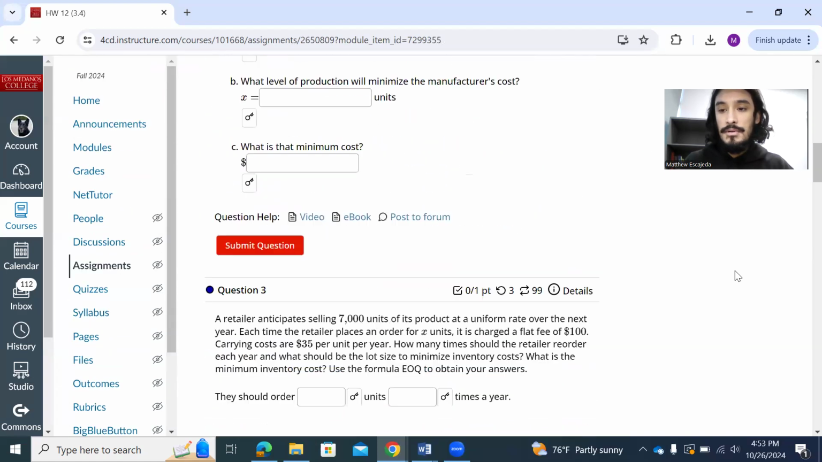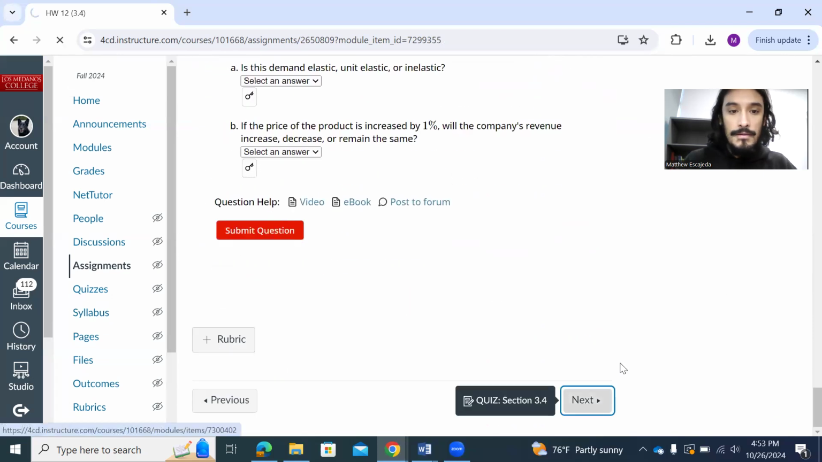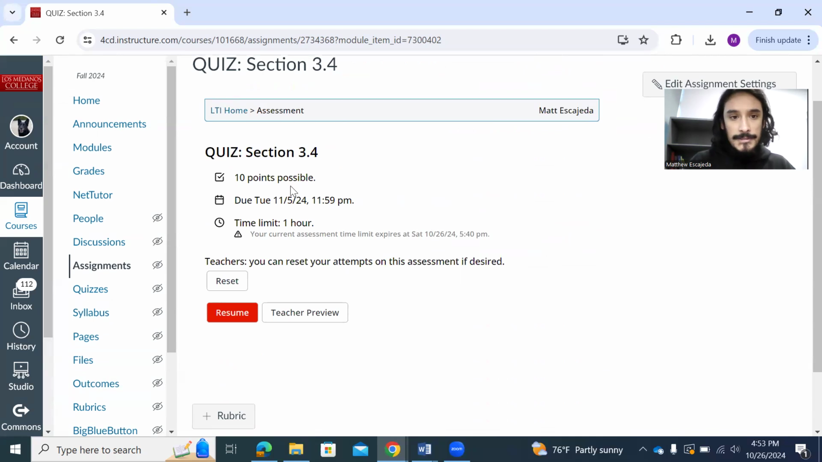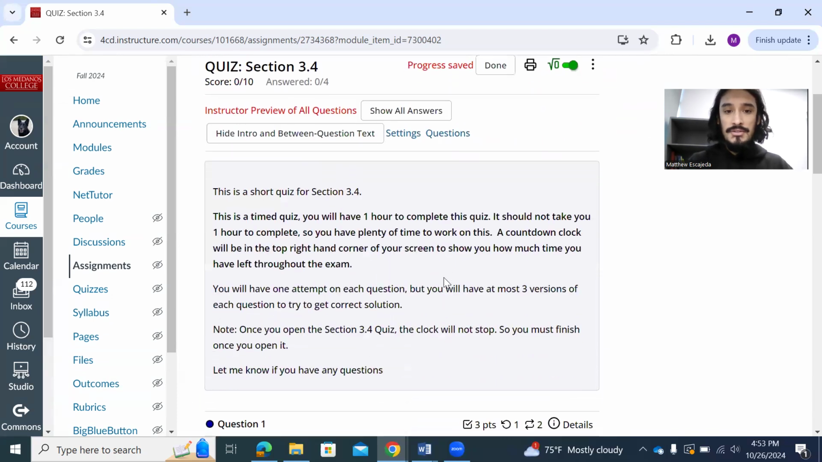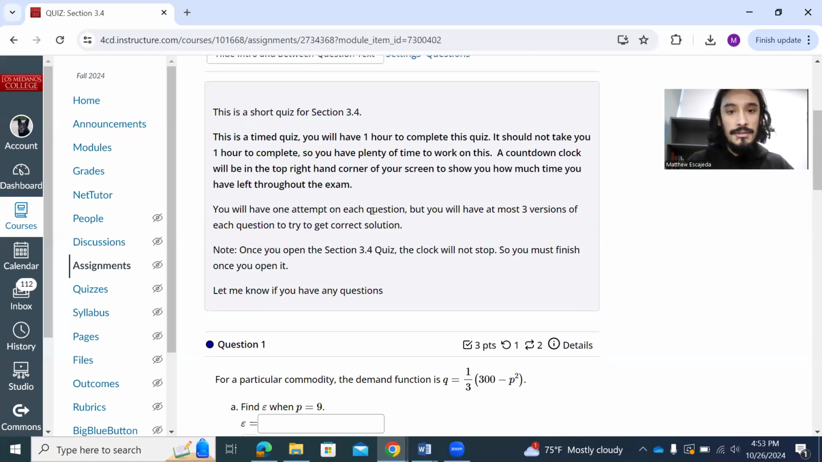So let's keep moving on. And here's a quiz for section 3.4. Okay, so it's open note. It's 10 points possible. It's due by Tuesday midnight, so make sure you get that done. It's a 1 hour time limit, but you should definitely finish it before 1 hour. And it's pretty much related to the questions on the XYZ homework. So, timed quiz, 1 hour, shouldn't take you 1 hour. Make sure you sit down and get it done though on time.